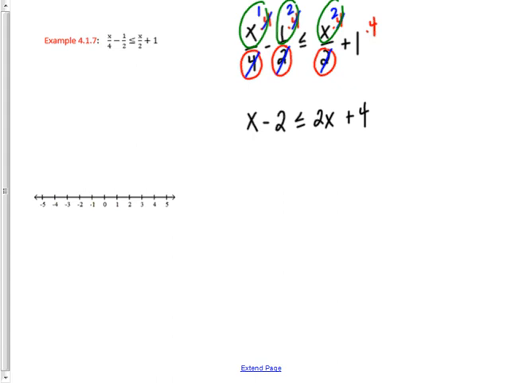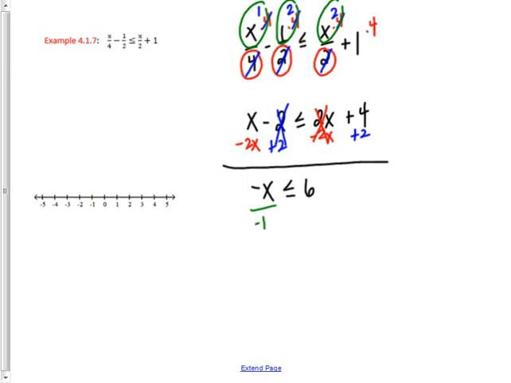Alright, let's move things around. Subtract that 2x. And I'm going to add that 2. x is on the left, constant's on the right. So I get a negative x is less than or equal to 6. And now the x is not completely by itself. I divide both sides by a negative 1.